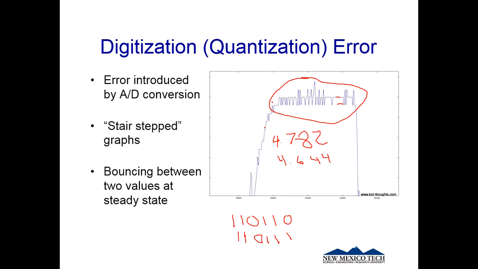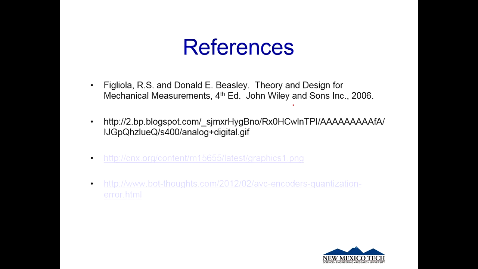And that's called digitization. Sometimes you'll see this called quantization error. And like I said, you can identify it really easily on the graphs because there's these little stair steps and then bouncing between these 2 values when you're at steady state. So something you got to watch out for.